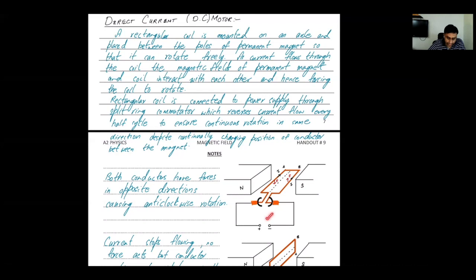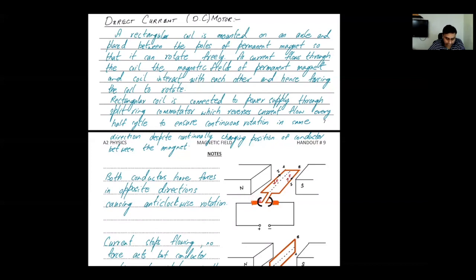So for a DC motor, if I said that you have a rectangular coil mounted on an axle placed between the poles of the permanent magnet, then that should be connected to a power supply as well. So there would be a battery or a power supply with which it is connected. It's connected to the power supply with the help of these split ring commutators. These are semicircular rings, half rings which are rotating, and they're connected to the power supply through carbon brushes. Carbon brushes are used here to provide soft electrical contact to minimize the amount of resistance and heat produced.